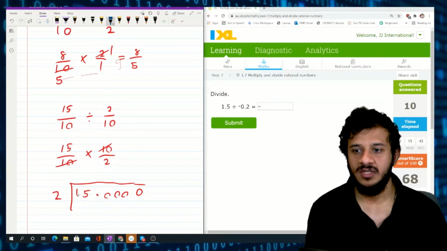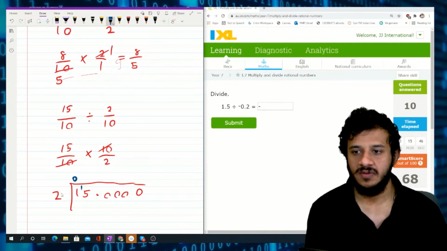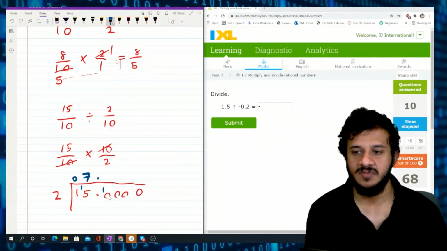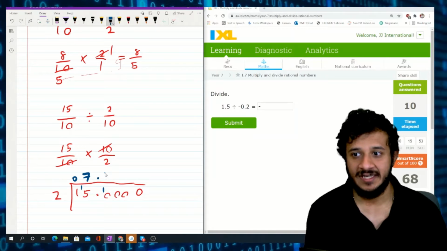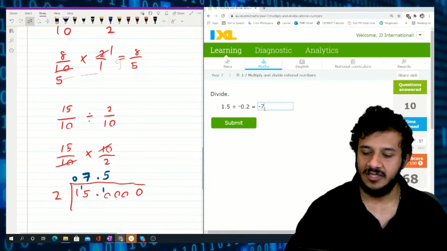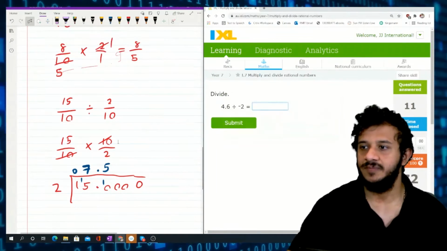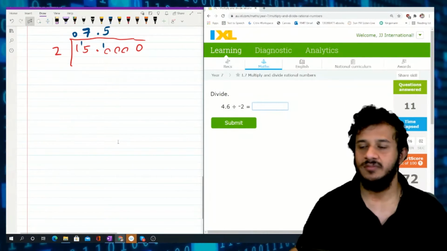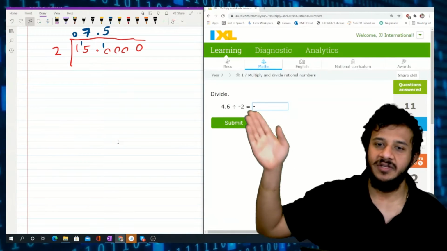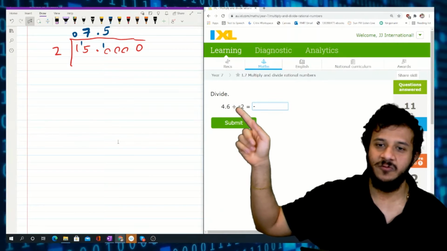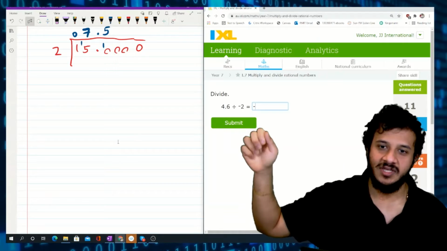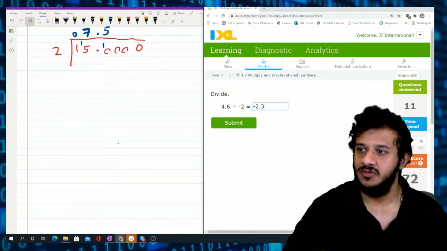How many 2s can go into 1? 0, left over 1. How many 2s can go into 15? 7, left over 1. Passing the decimal point comes up. How many 2s can go into a 10? That's easy peasy. So I get the answer as negative 7.5. That's done. Okay, 4.6. A positive divided by a negative is obviously negative. We know that. And if you do it even mentally, how many 2s can go into 4.6? How many 2s can go into a 4? 2. How many 2s can go into a 6? 3. So my answer will be 2.3.